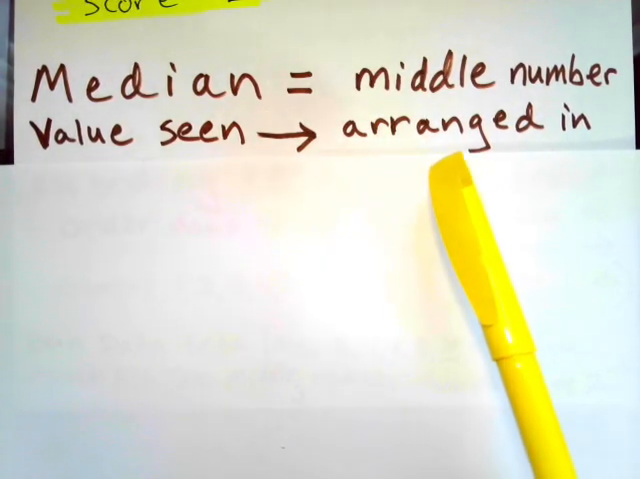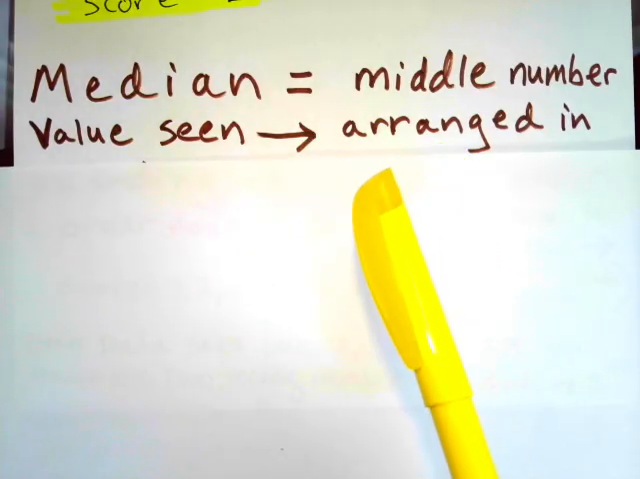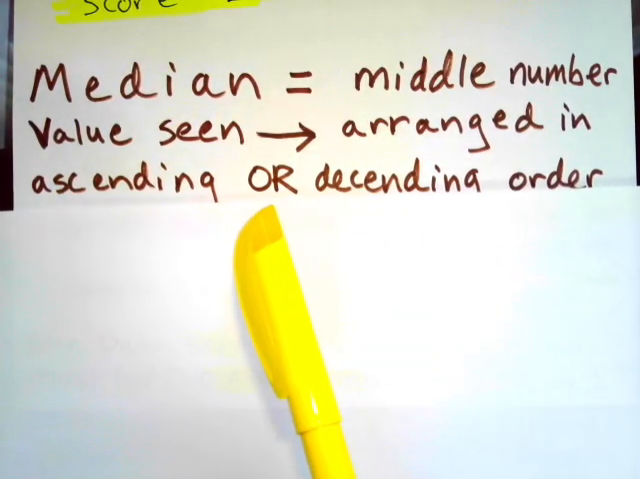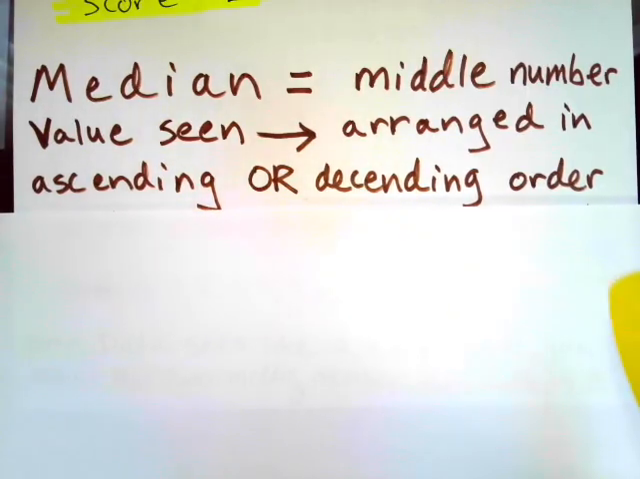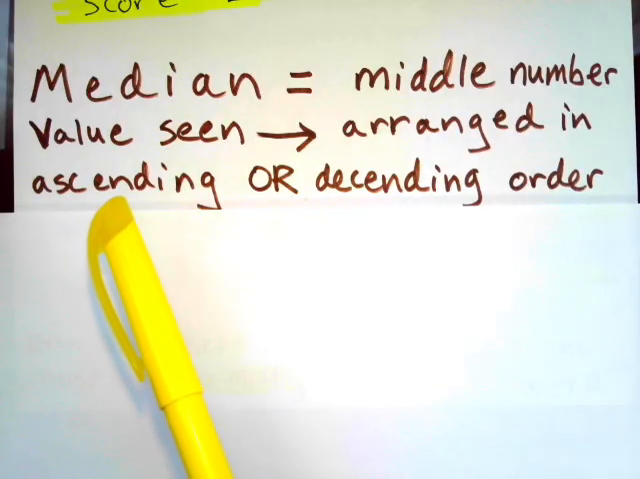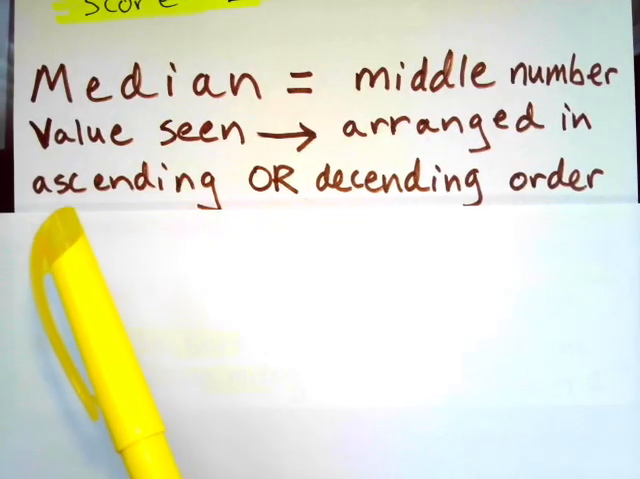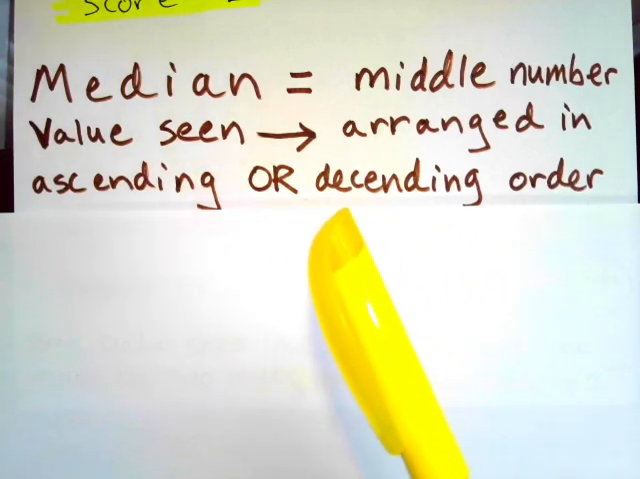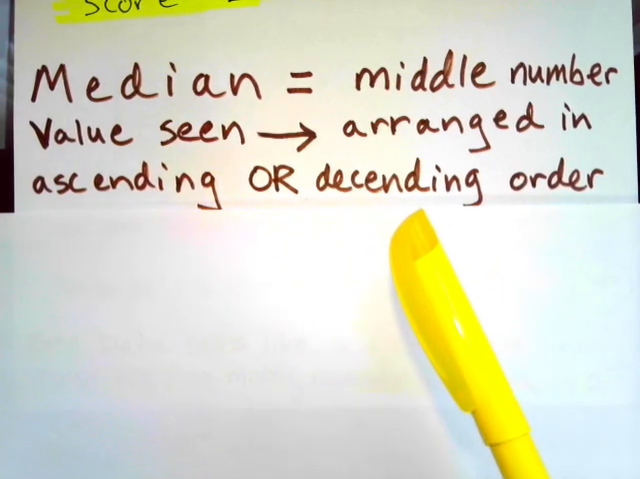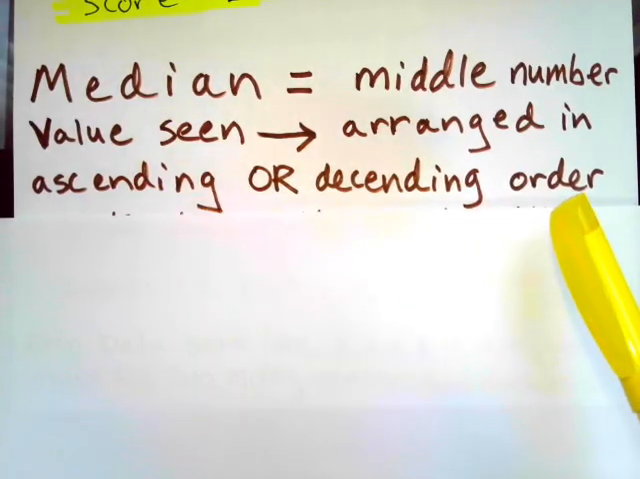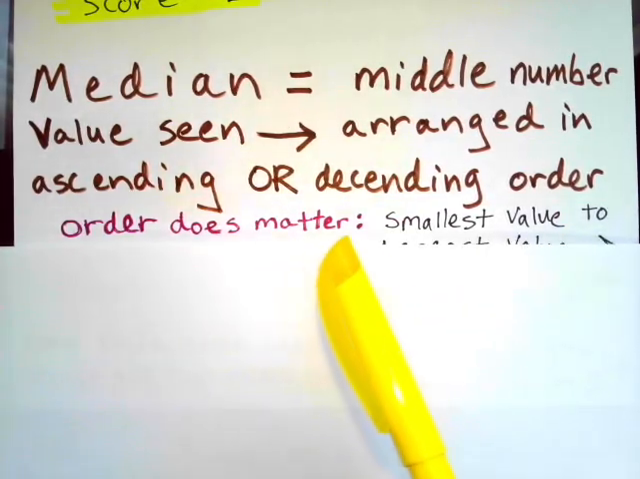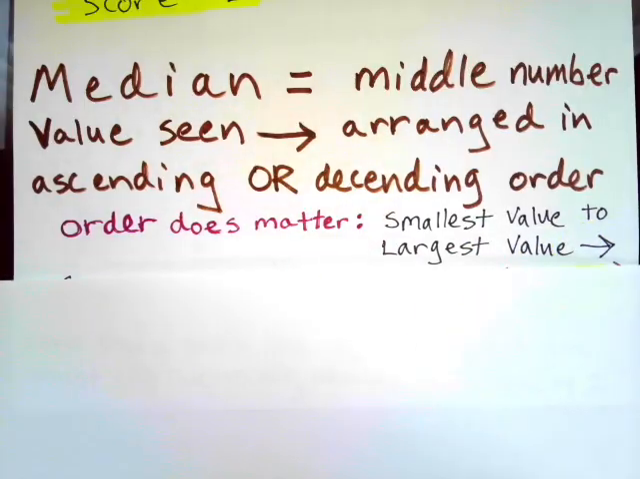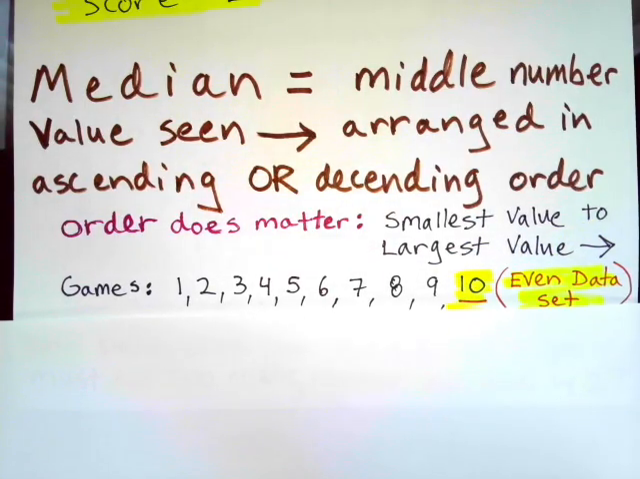It's very, very important you arrange from ascending or descending order. What does that mean? Ascending, from the smallest number written in order, 1, 2, 3, 4, 5, all the way up to the largest number, right? Smallest to largest. Or descending, writing the largest number, 10, 9, 8, 7, 6, 5, 4, 3, 2, 1. So order does matter, smallest value to largest value, when we're talking about the median.